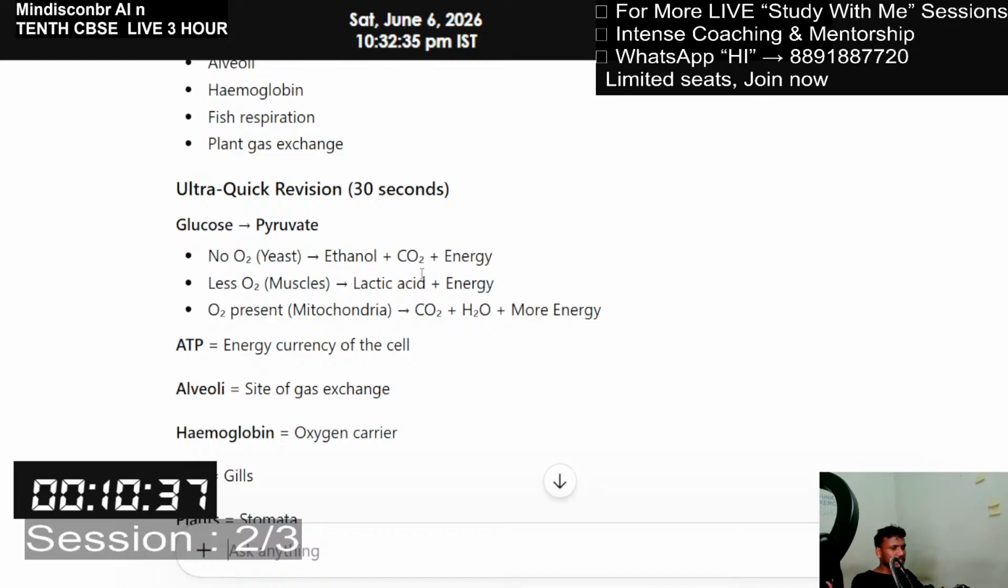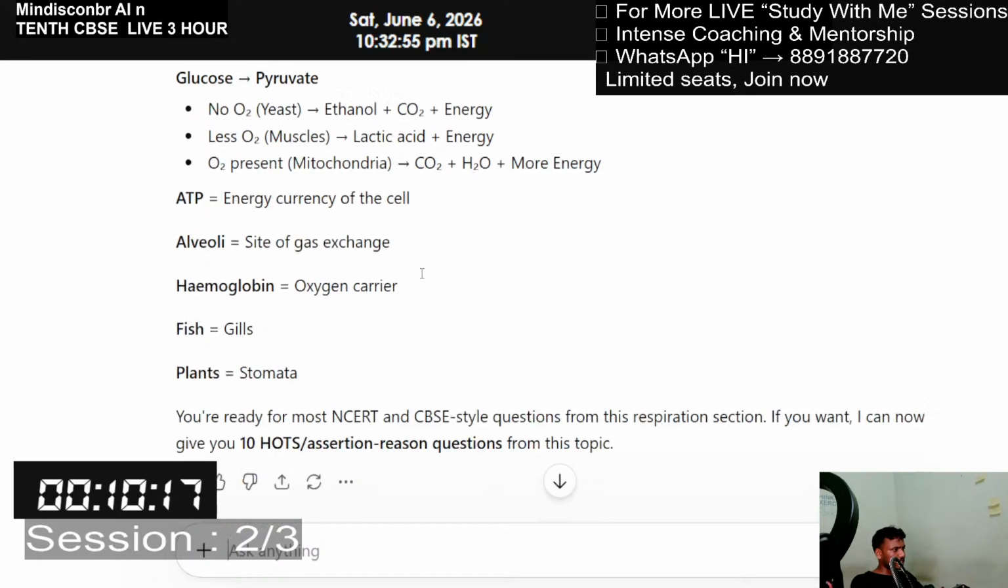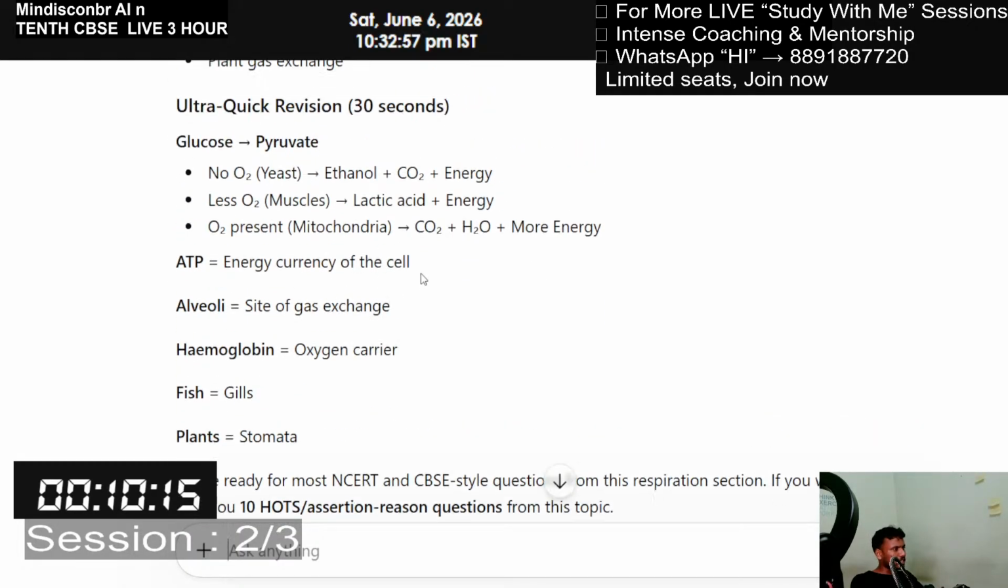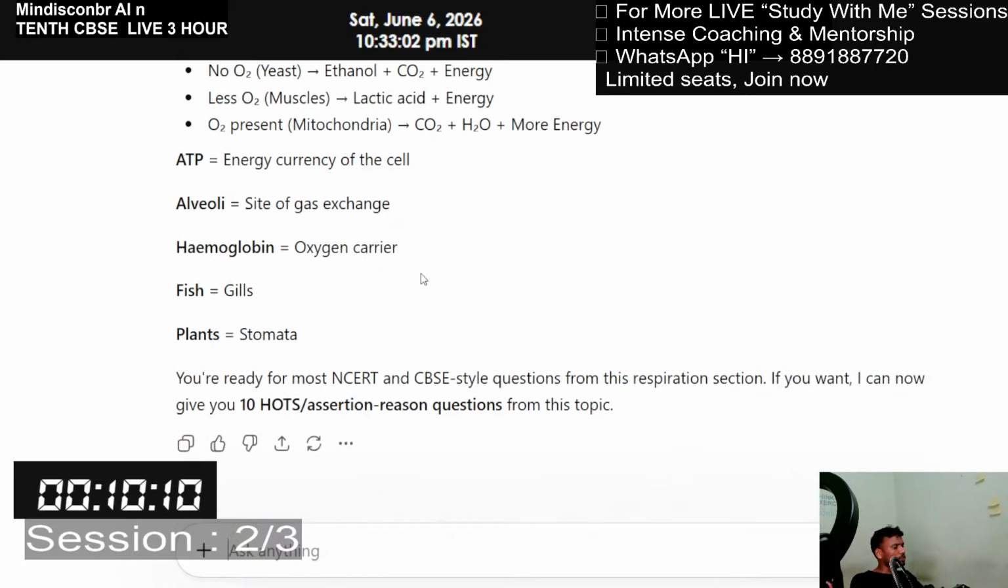Ultra quick revision in 30 seconds. Glucose to pyruvate, no oxygen in the yeast: ethanol plus carbon dioxide plus energy. Less oxygen in muscles: lactic acid plus energy. Oxygen present in mitochondria: carbon dioxide plus water plus more energy. ATP is the energy currency of the cell. Alveoli is the site of gas exchange. Hemoglobin is the oxygen carrier. Fish respire through gills and plants through stomata.